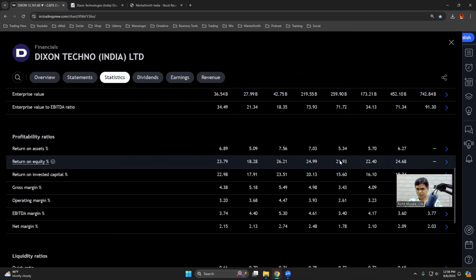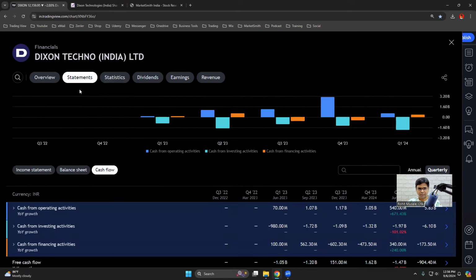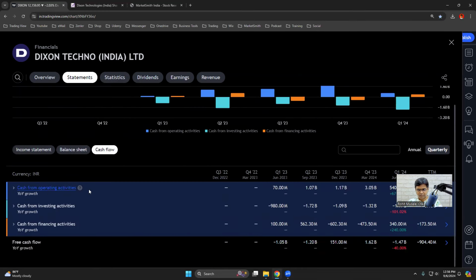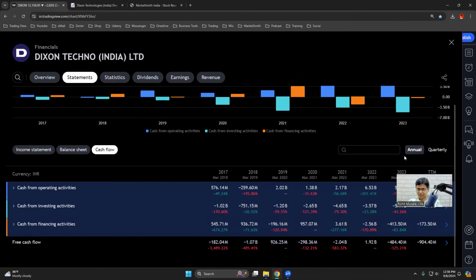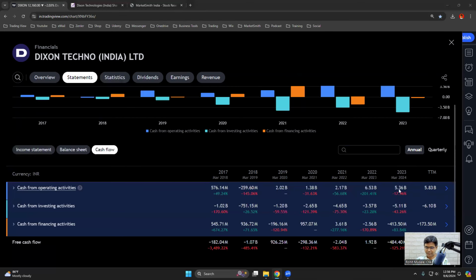Then comes cash flow from operations. Again, you go to statements, you click on cash flow, see income statement, balance sheet, cash flow, click on cash flow, see cash flow from operating activities, click on annual, the latest year. This number should be positive. That's it. Now this is not per share, but whatever number of shares you divide it with, it is going to be a positive number, if the number itself is positive, because the number of shares is never negative.